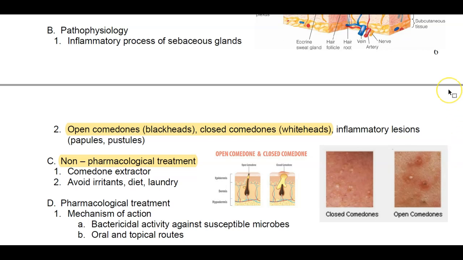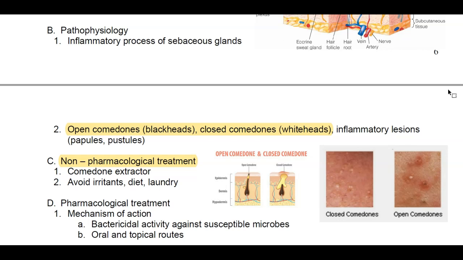These are inflammatory lesions, at times consisting of papules or pustules. So papules are basically fluid-filled lesions. Pustules are pus-filled lesions. There are non-pharmacologic treatments. So one is a comedone extractor. So physically extracting with some instruments, you can extract those comedones.